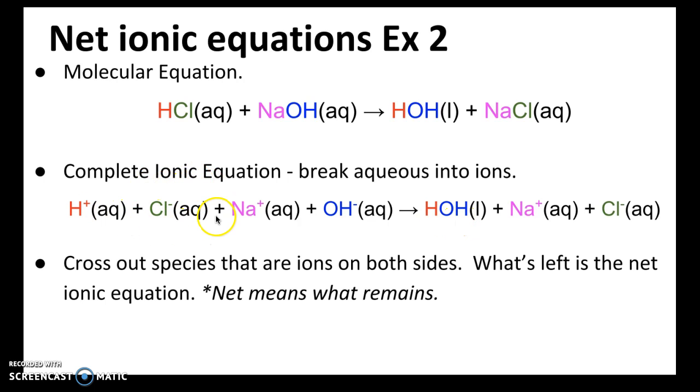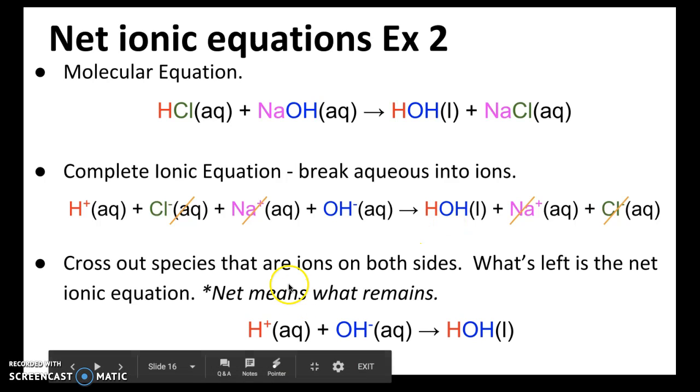Cl- is in the aqueous phase on both sides, so we can definitely cross those out. Na+ is in the aqueous phase on both sides, so we can cross those out. And then OH- is in the aqueous phase on the reactant side, but on the product side is a part of this molecule here, water. So we cannot cross it out. Okay, so what we have left is, of course, our net ionic equation.